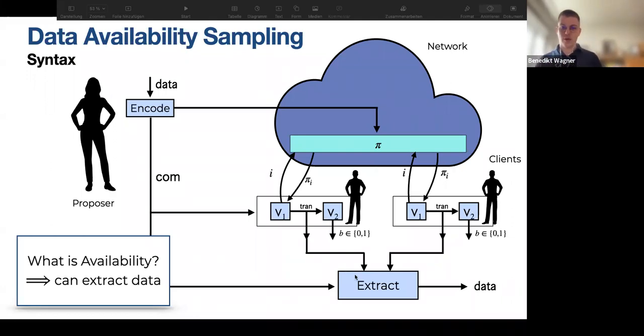Okay, and this is not only some concept that we have in the definition. You can think of this as being run by any node that collects enough transcripts. Whenever these clients finish their interaction, they can send their transcripts to everyone they know or everyone they want to. Then if you collect enough transcripts, you run this extractor and get back the data. So the data is still available. Okay, so that's the syntax.